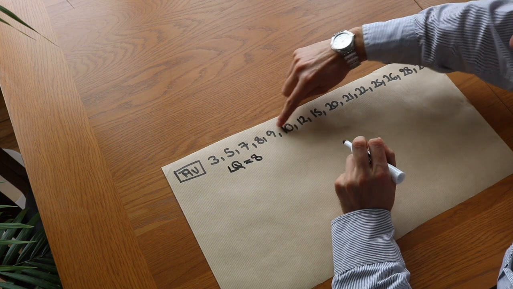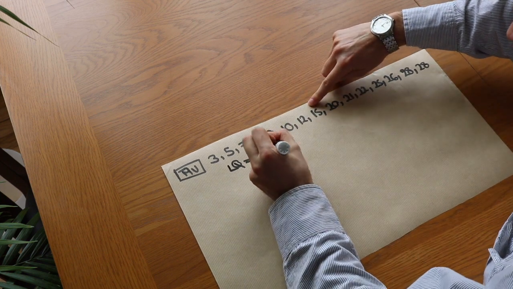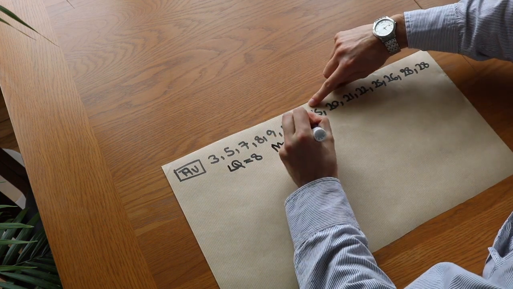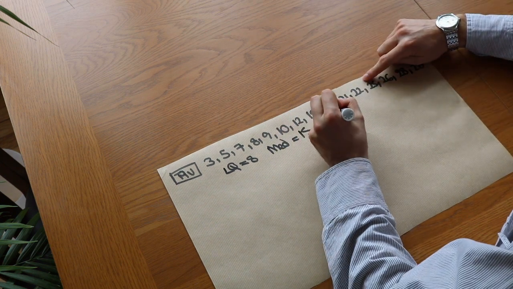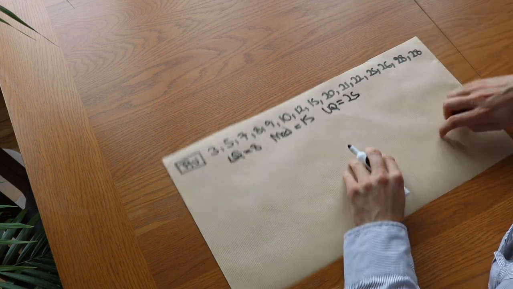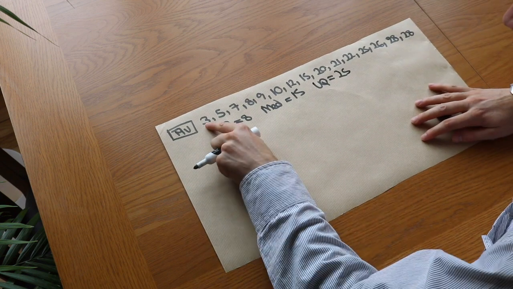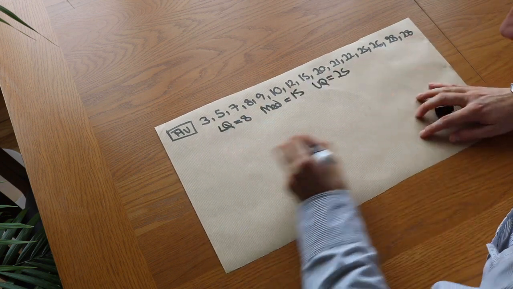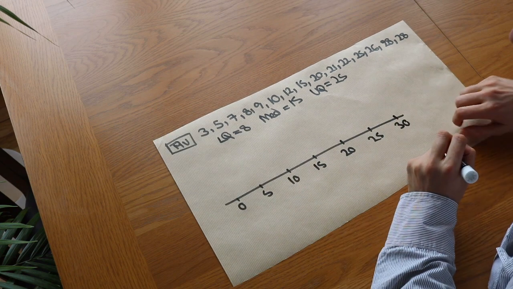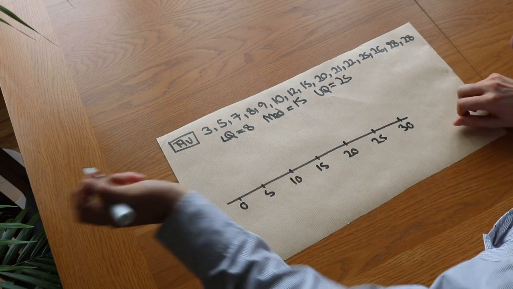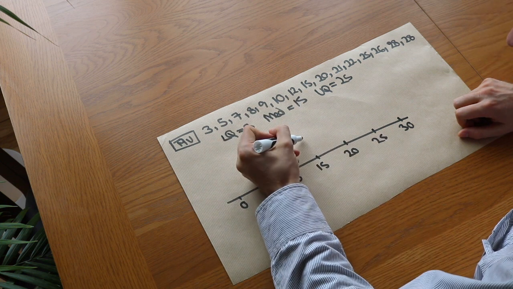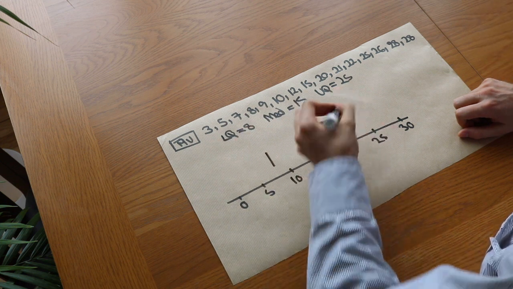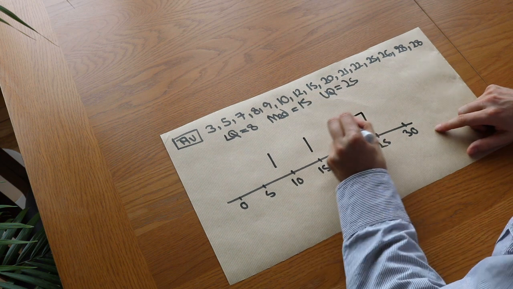Then the next 4, 1, 2, 3, 4. So the median is 15. And then 1, 2, 3, 4, the upper quartile is 25. And then we need an appropriate axis, so let's go from, say, 0 to 30. And then let's first put on these quartiles here. So we've got the lower quartile is 8, vertical line. The median is 15. The upper quartile is 25. Join that up to form a box.